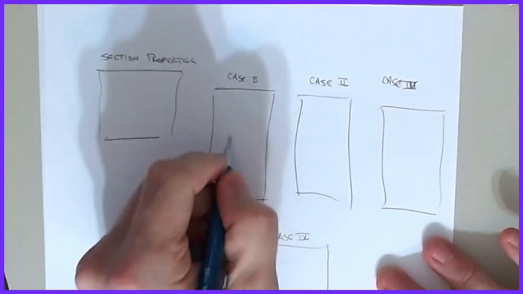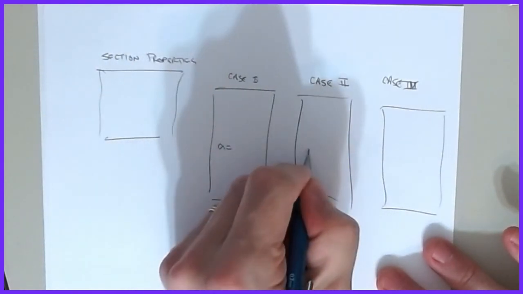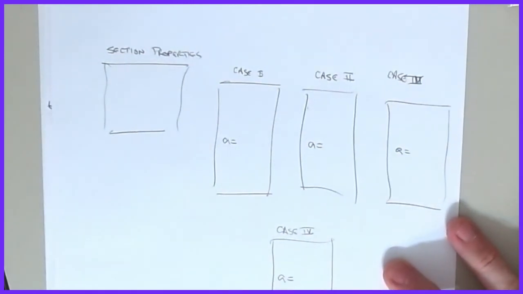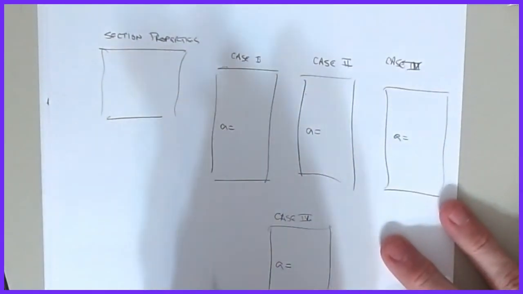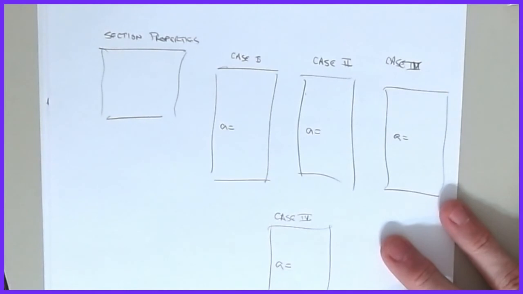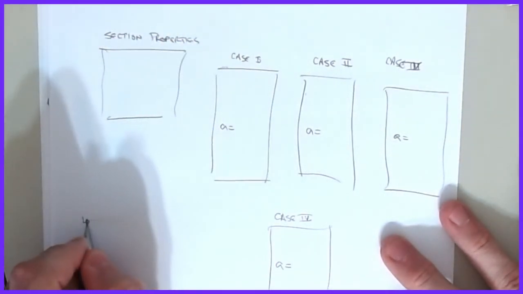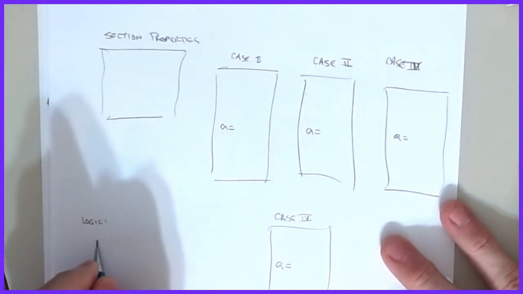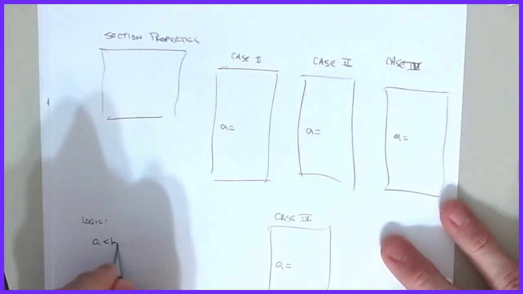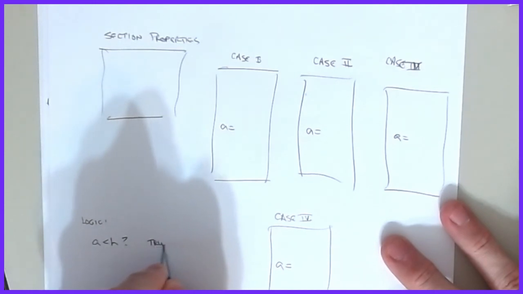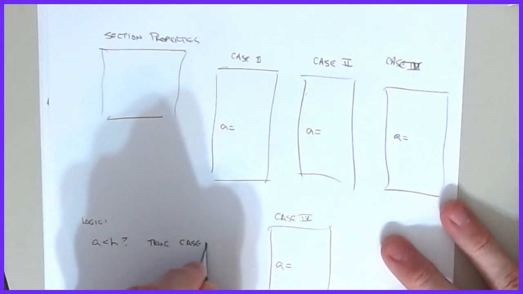All right, and when you do this, somewhere in here you're going to calculate an A. A equals this, A equals this, A equals this, A equals this for the cases to be true. Only one of the 4 can happen. So you just do a logic check over in some lines over here that says, hey, A is less than H. If that's true, it's case 1.